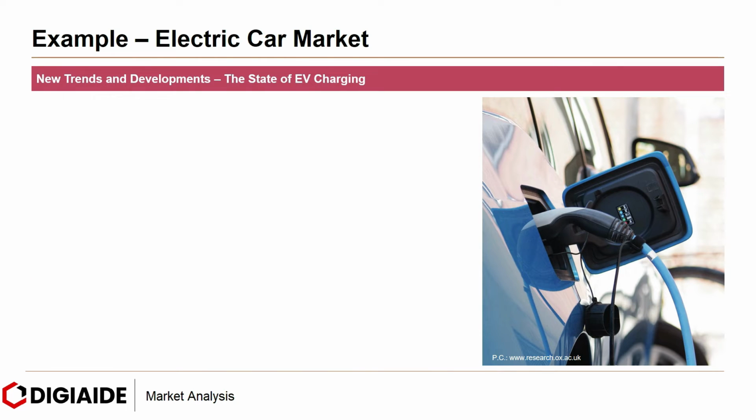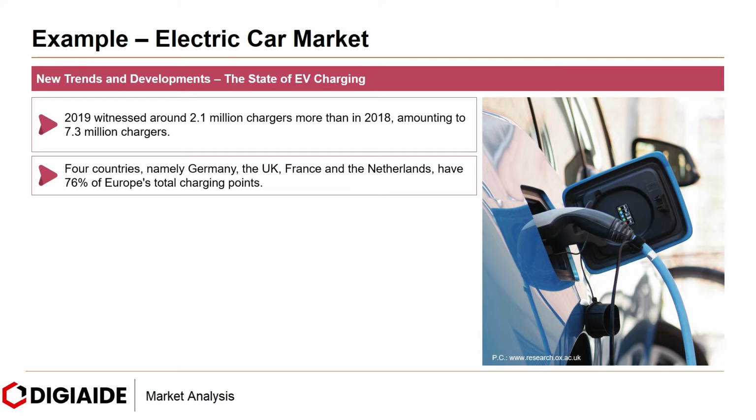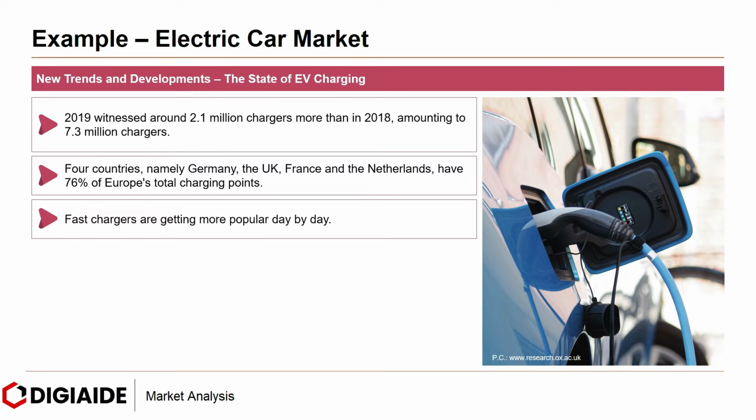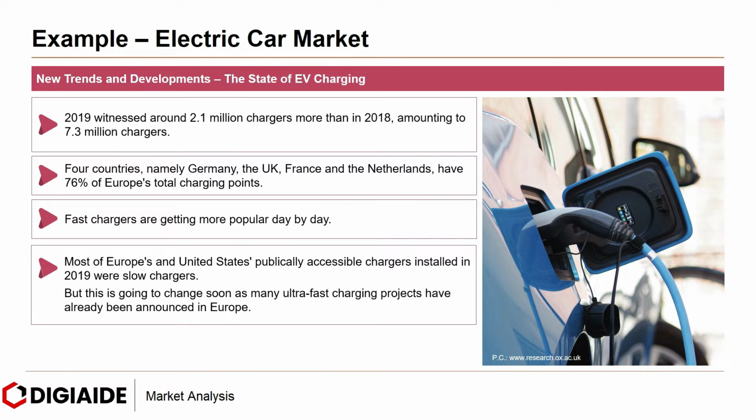And finally, the trend of electric vehicle charging. 2019 witnessed around 2.1 million more chargers than in 2018, amounting to a total of 7.3 million chargers. Four countries, namely Germany, UK, France and Netherlands, have 76% of Europe's total charging points. Fast chargers are getting more popular day by day. Most of Europe's and the United States' publicly accessible chargers installed in 2019 were slow chargers. But this is going to change soon, as many ultra-fast charging projects have already been announced in Europe.